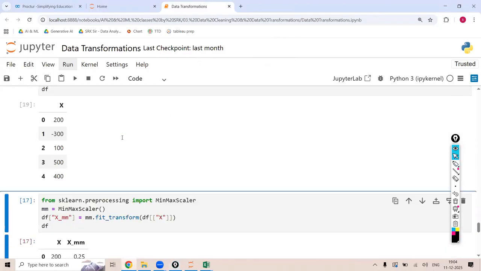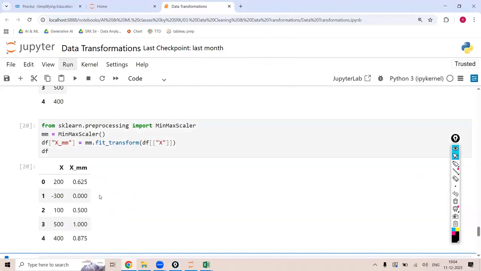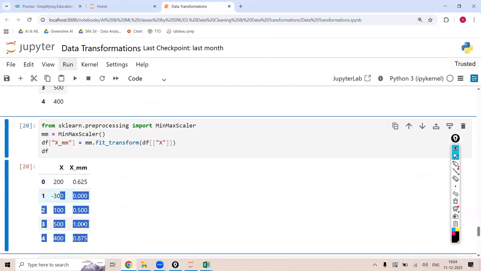For example, for this example only, I'm applying the min-max scalar. See, minus 300 was converted as 0, 5 was converted as 1. Remaining values will be between 0 to 1 only. Point is clear? So every value you are going to get is between 0 to 1. Never is it going to cross more than 1.